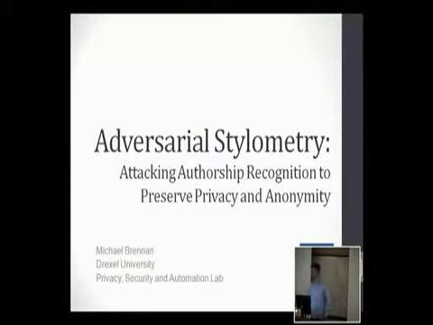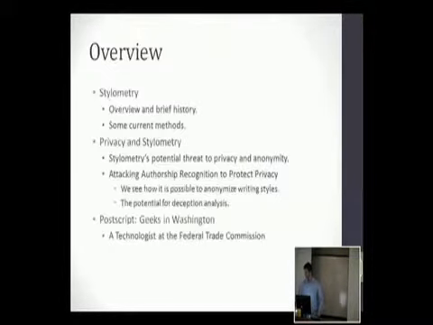So the talk I'm giving today is called Adversarial Stylometry: Attacking Authorship Recognition to Preserve Privacy and Anonymity. Now, stylometry is not a word that many people are familiar with, and like some of you might have heard me mention before, it's not a word that even any spell checker I've ever known is familiar with. So let me give a brief overview. By the way, I have some notes on my screen here, so I'm trying to pull up both slides at the same time. I might get a little confused.